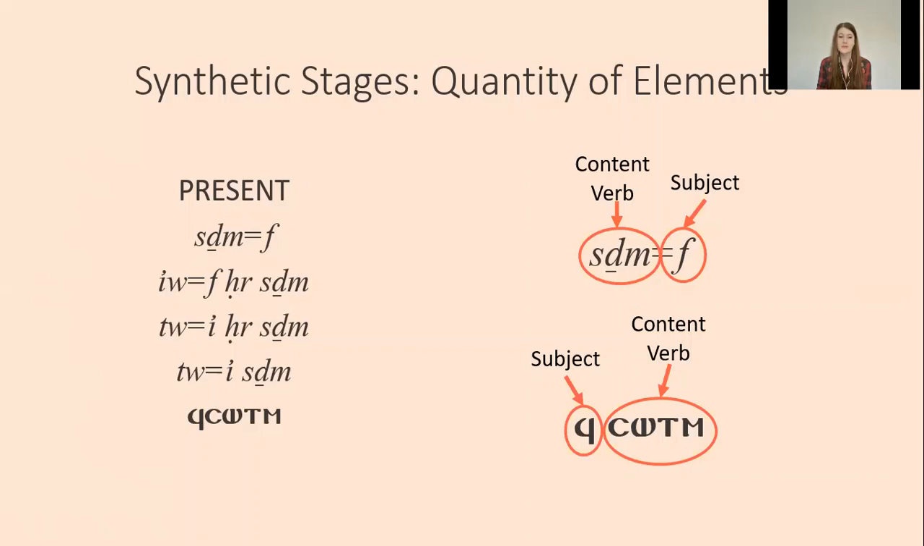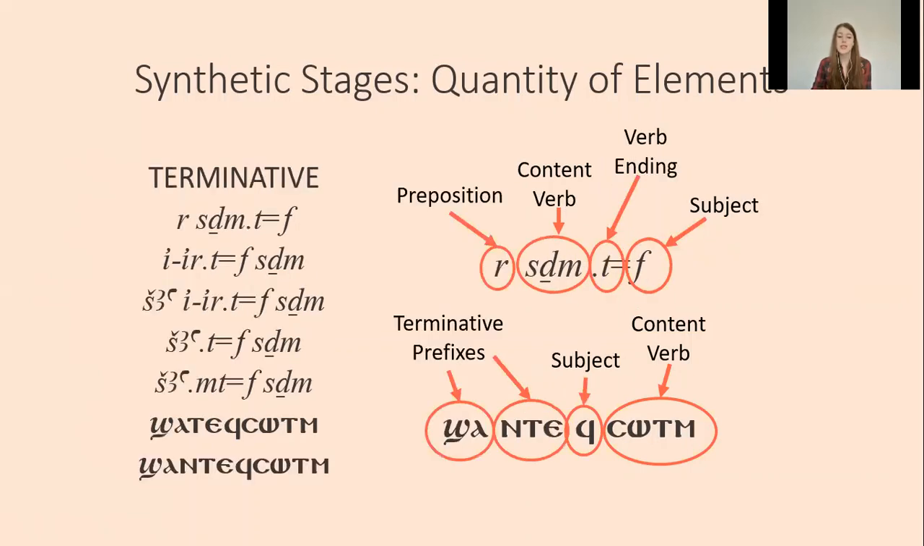The other construction, which has the same number of elements in both its synthetic forms, is the terminative. In its earliest form, this construction contained 4 elements: the preposition are, the content verb, a verb ending t, and the subject. The Coptic forms of this construction also contain 4 elements, although these are not all identical to the earlier ones, as was the case in the present construction.